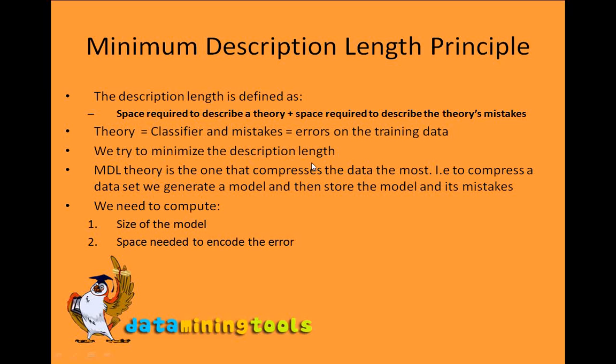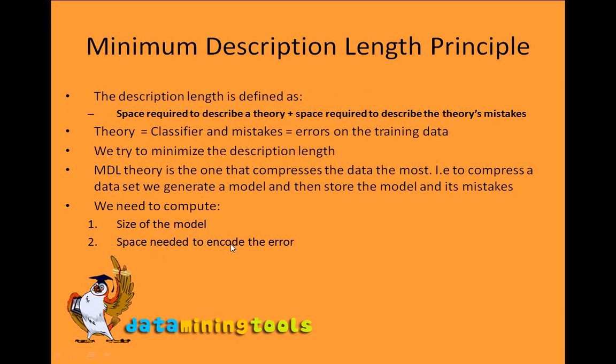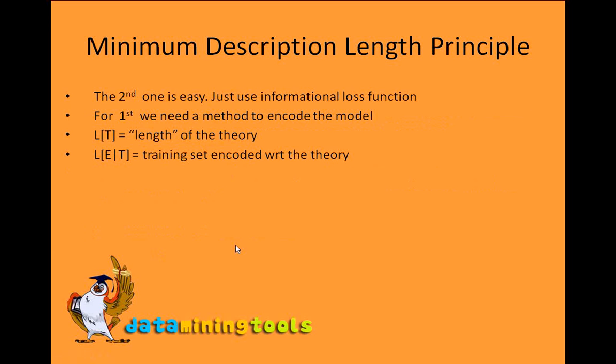That is, to compress a data set, we generate a model and then store the model and its mistakes. The model again is our classifier, and by mistakes we mean the error on the training set. So what do we need to compute? We need to compute the size of the model, and the space needed to encode the error. The second one is easy. We can easily compute the space needed to encode the error by using the information loss function, which we studied earlier.